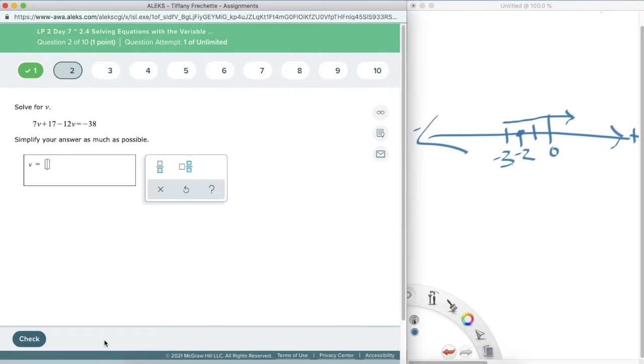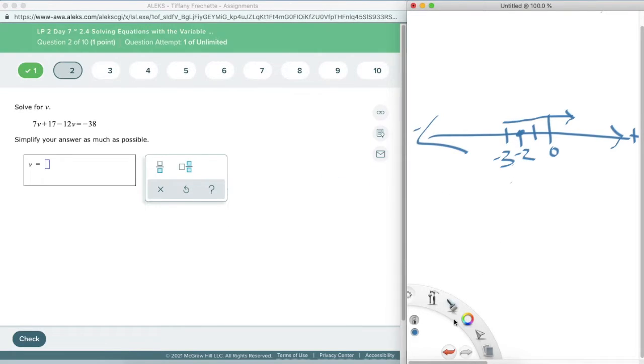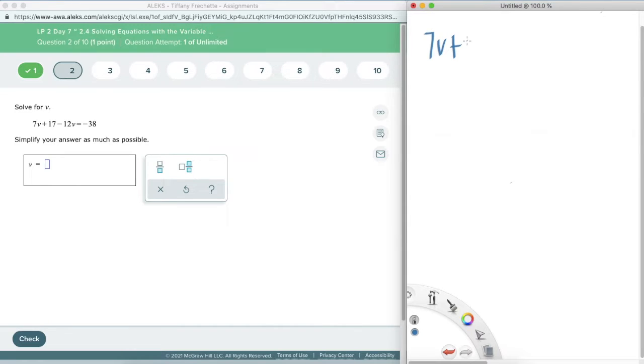All right, so now we are actually going to try this out, and we're going to solve this. So we have 7v plus 17 minus 12v equals negative 38. Before you start moving things around, go through PEMDAS. Make sure that you don't have any parentheses, any exponents, or any multiplication and division that you can actually deal with, because we can't actually multiply 7 and v.